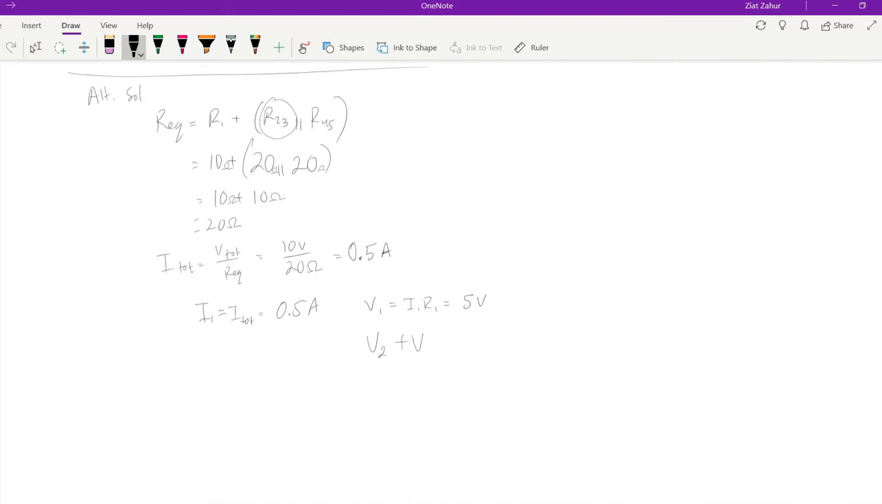V2 plus V3 equals 5 volts. Therefore, V2 equals V3 equals 2.5. Okay. If you have resistors in series and they're both the same resistance, they will drop equal voltages because they have the same current. And if you only have 5 to spare, then they both will drop 2.5 and 2.5. Okay. Same thing with 4 and 5.